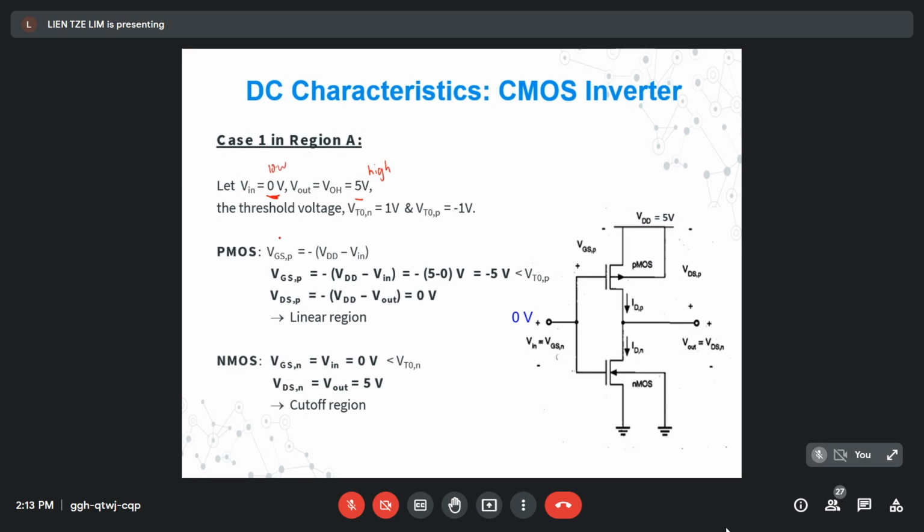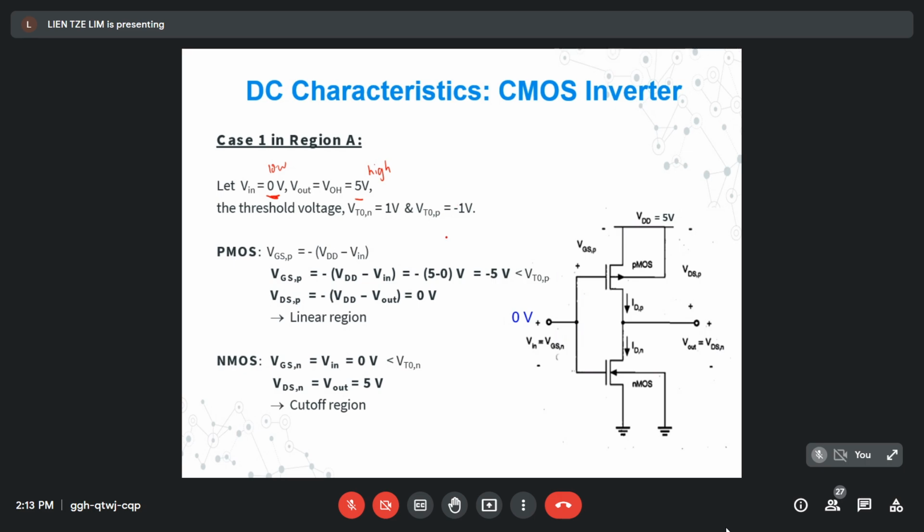Okay, then the threshold voltage is also given. There are two threshold voltages, one for the NMOS and another one for the PMOS. For the NMOS, the threshold voltage is 1 volt in this case. And for the PMOS, the threshold voltage is minus 1 volt.